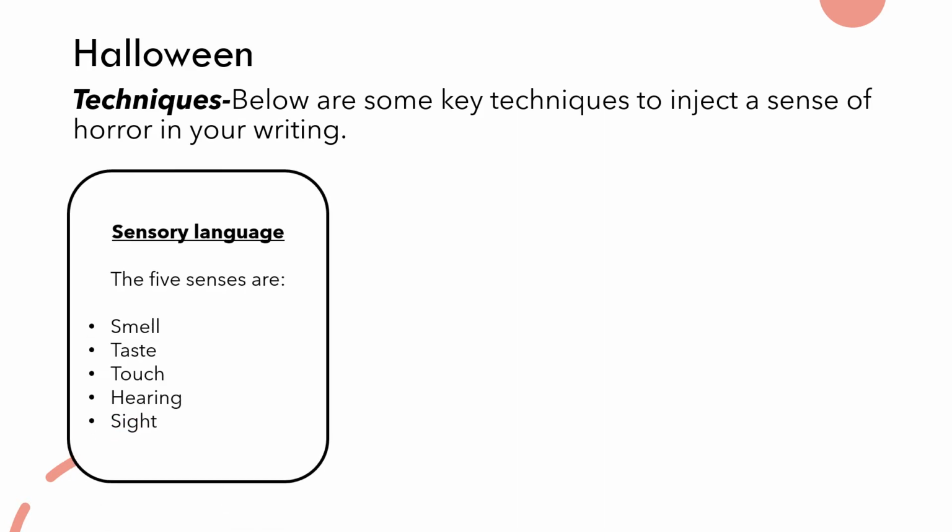So the first one is sensory language. So in total you have 5 senses. So smell, taste, touch, what you can hear, and of course what you can see. If you're able to use all of these 5 senses in your description, it will help your writing really come alive and help your audience to really picture and imagine the scene you're trying to paint for them.